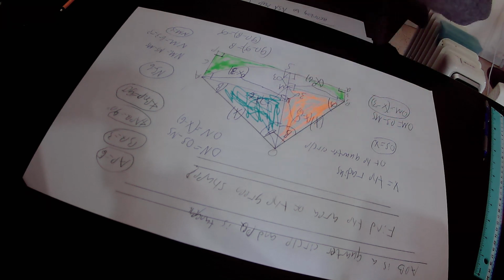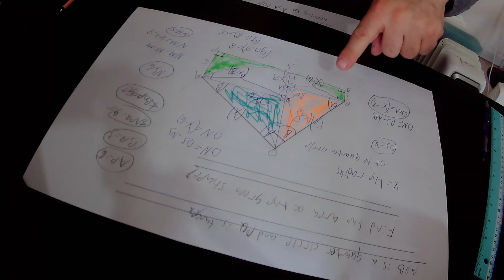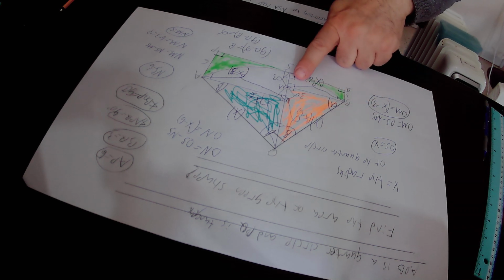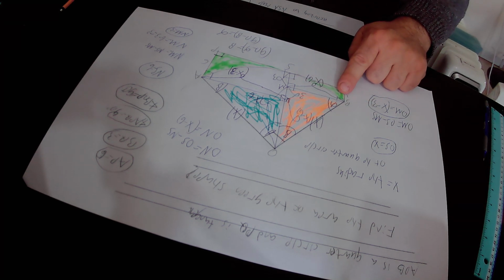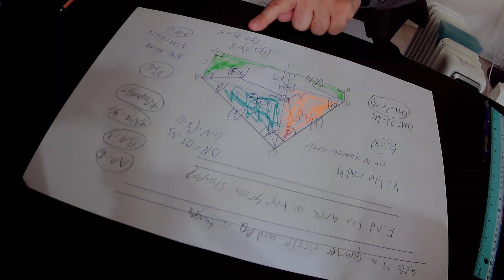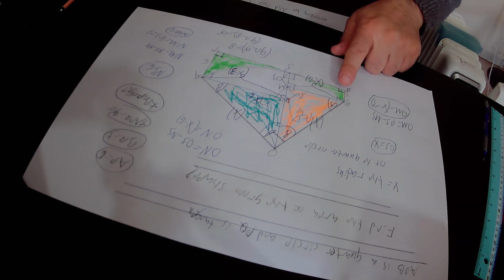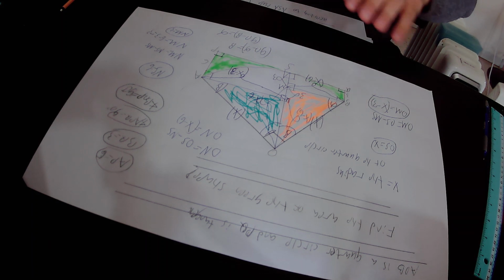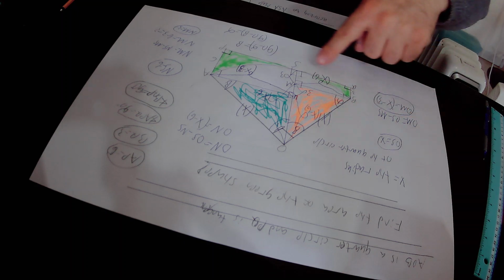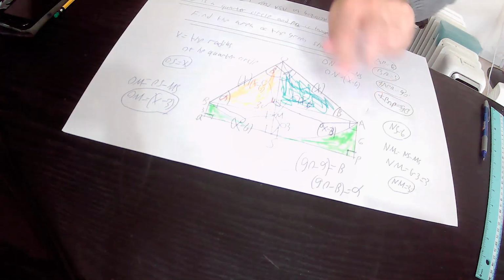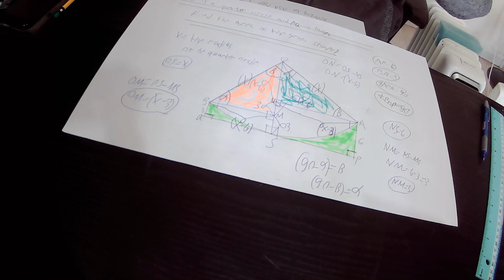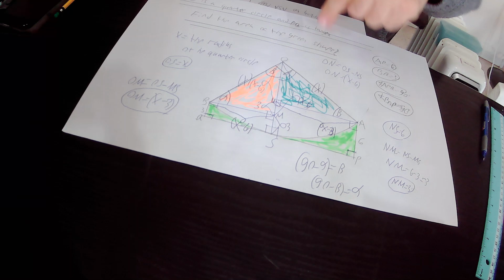So in the orange triangle OMB, this angle equals beta, this angle equals 90 degrees, therefore the missing angle must be equal to 90 degrees minus beta. But 90 degrees minus beta is alpha, therefore the missing angle equals alpha. So in the next step, we prove that the orange right triangle OBM is congruent to the blue right triangle OMA.